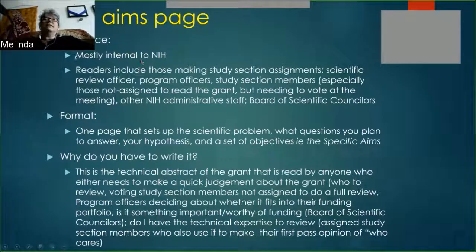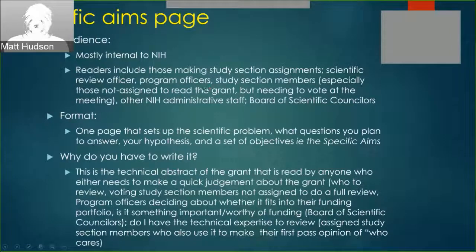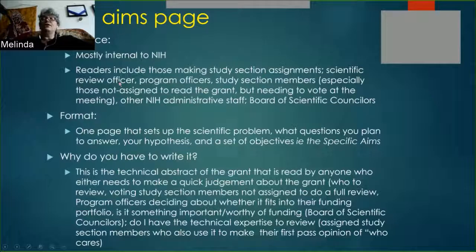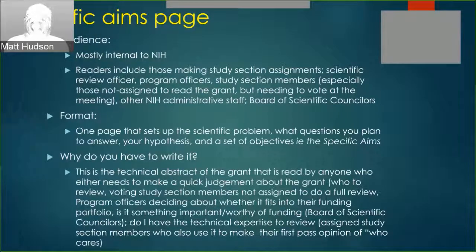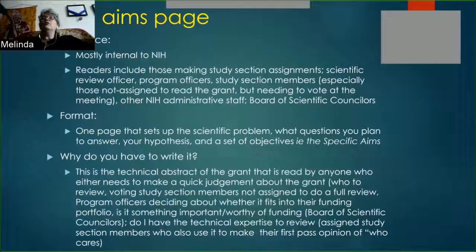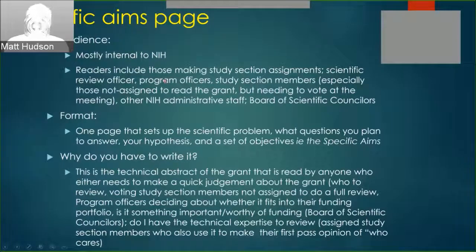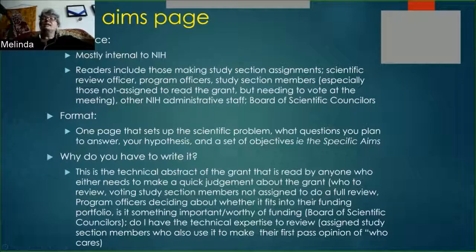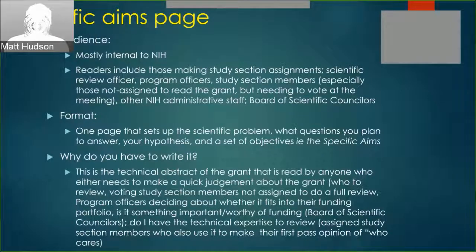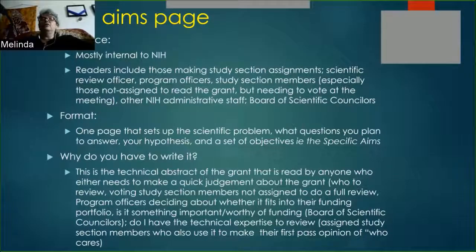The audience of the specific aims page is mostly internal to the NIH, but these include the people who make the decision about what study section your grant will be reviewed by, which can absolutely make or break a grant. The scientific review officer reads that specific aims page to make decisions about which reviewers will be assigned to your application. Program officers read the specific aims page to figure out what portfolio of funding your grant is going to fit into.